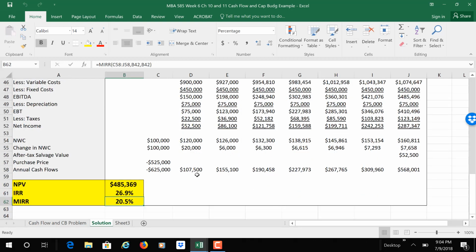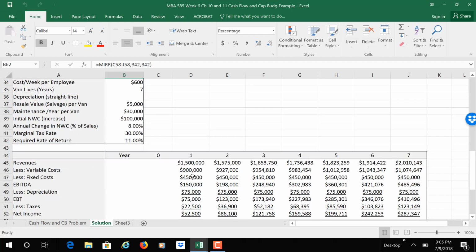Our annual cash flow will be equal to our net income, $52,500, less $20,000. It's the working capital. We're not collecting that as cash. Plus, we get to add back the depreciation, as that depreciation is a non-cash expense. Its value is in reducing your taxes. That gives us an annual cash flow of $107,500.